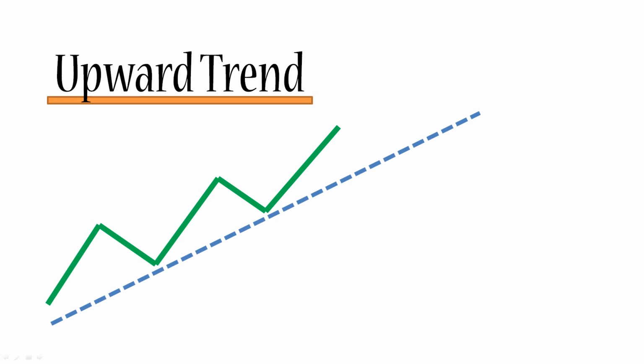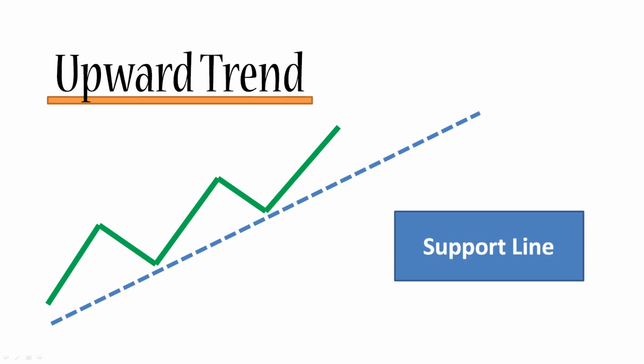be bouncing off. This line is called the support line. It indicates an upward trend. It means that the price is bouncing off upwards of this line and continuing its upward movement. And so what you can expect in a situation like this is that the price will once again come close to the line and bounce off it and keep moving upwards. And that's how you use the support line.